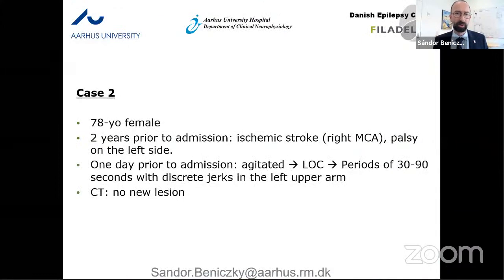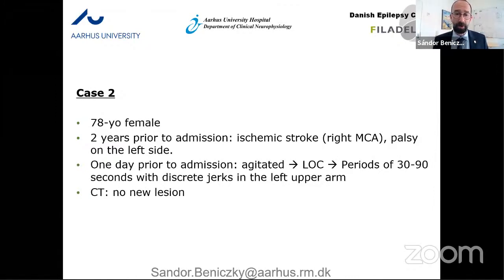Okay, let's see the next case. This is a 78-year-old female patient. Two years prior to the admission, the patient had an ischemic stroke, right middle cerebral artery, and in consequence, the patient has palsy on the left side.